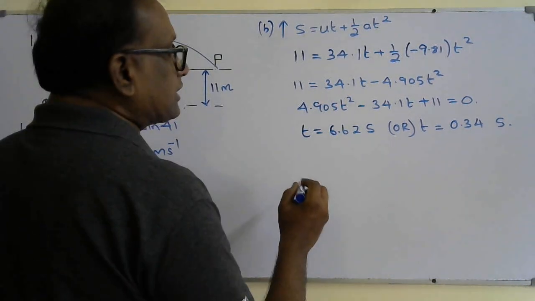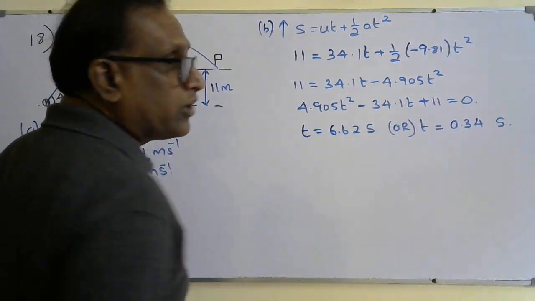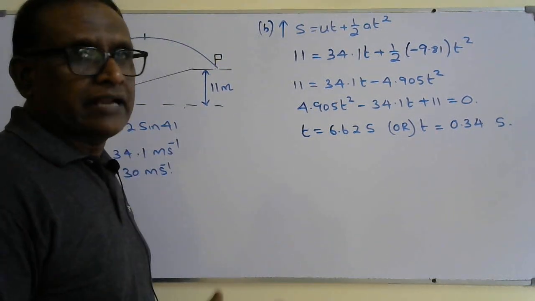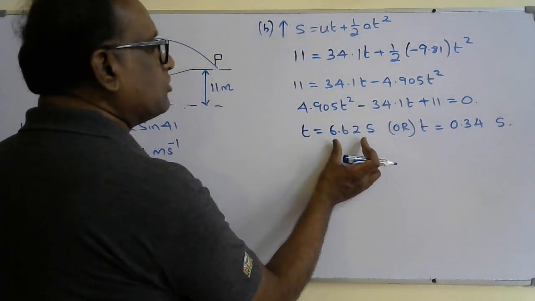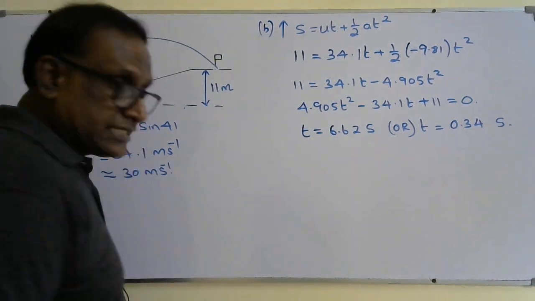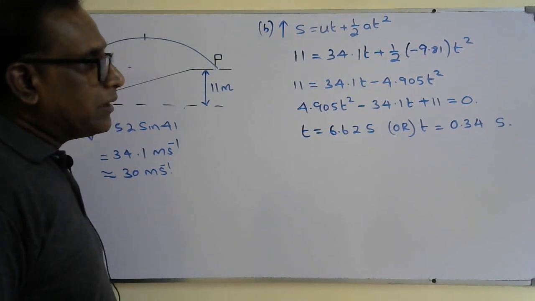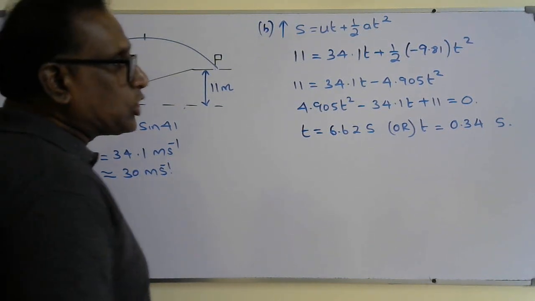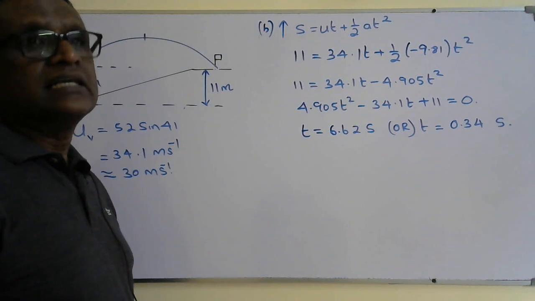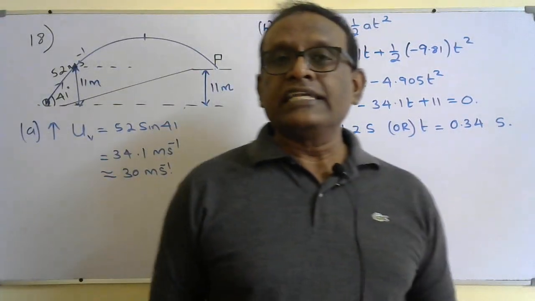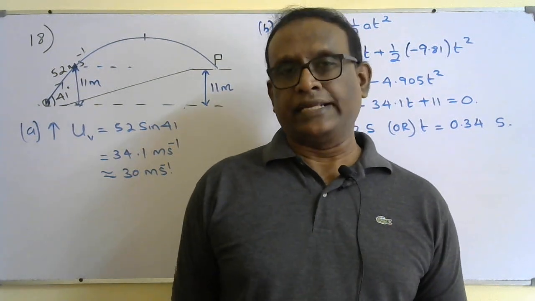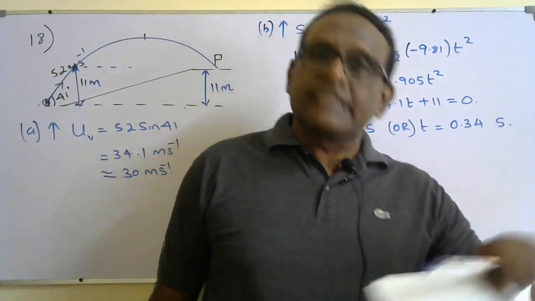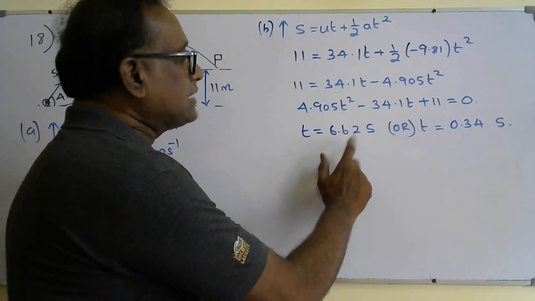So for the final answer, you can say 0.34 if you want, but in the mark scheme they are not telling anything about it. They are just accepting when you say the time taken is 6.62 seconds. But you can say 0.34 seconds is the time taken to reach vertical displacement 11 meter before it reaches its highest point. Therefore, the time taken to reach the ground is 6.62 seconds.